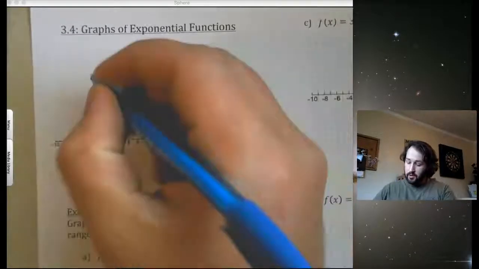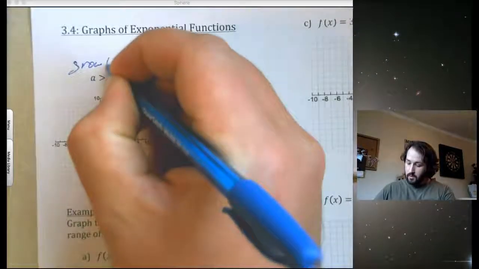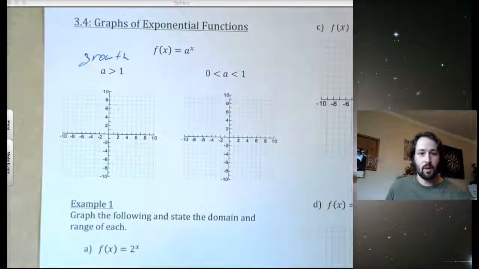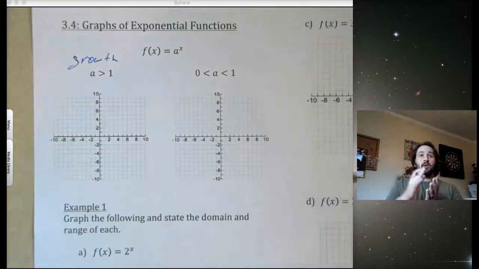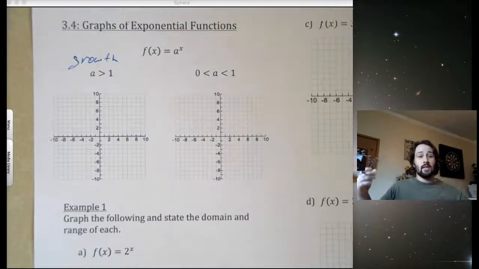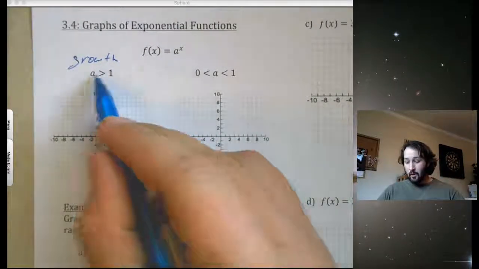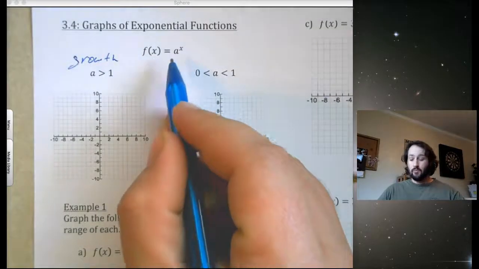One is called growth, right? Not the hairy mole you have on your back. A growth. So as something goes along in time, it continues to increase. That is when a, our base, is greater than 1.